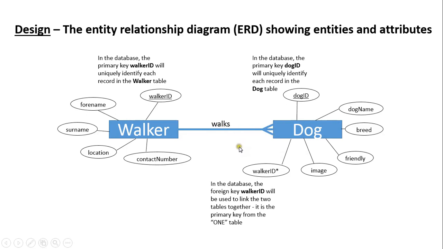And in order to make that relationship in the database, what I'll be doing is taking this attribute walkerID and putting it as one of the attributes in the dog entity and making it what's called the foreign key, so that we can make the link between the two entities. And the convention is we use a star to denote the foreign key. And you can see that here, foreign key walkerID will be used to link the two tables together in the database. It is the primary key from the one table when we get to do the database.